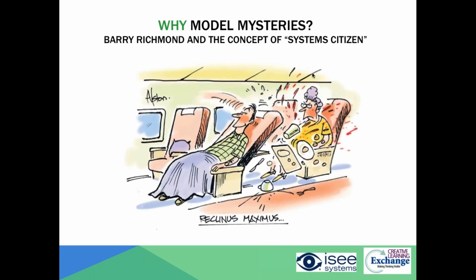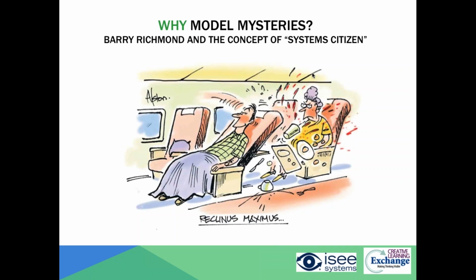A piece of that why goes back a long ways, back to old friend Barry Richmond. I still remember sitting in a session he did where he showed a cartoon very similar to this one. Years ago, he coined this phrase, system citizen. The idea here is that if we better understand the systems that we're part of, then we are also better able to see how our actions impact those systems. So if we can see the bigger picture, we can make decisions that consider that bigger picture, our impact on the system, and hopefully we make the world a better place.